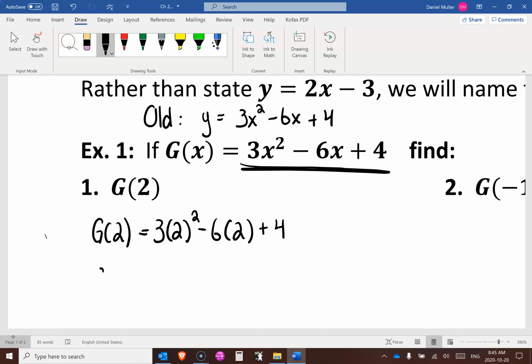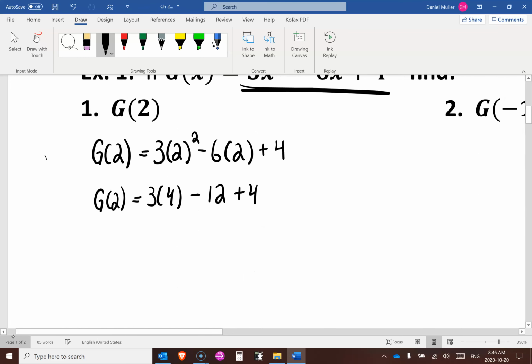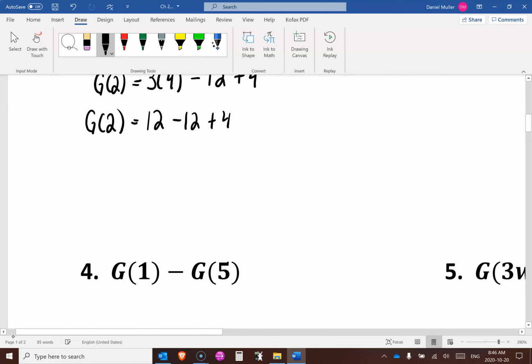And then we can just do some math. For g of 2, 2 squared is 4, so this is actually 3 times 4. 6 times 2 is 12, plus a 4. And then g of 2 is equal to 3 times 4, which is 12, minus 12 plus 4. Now we can add all of those together. So g of 2, 12 minus 12 is 0. 0 plus 4 is 4.